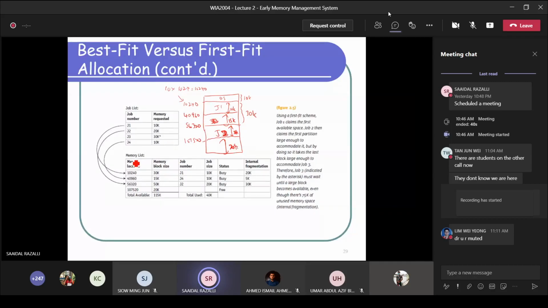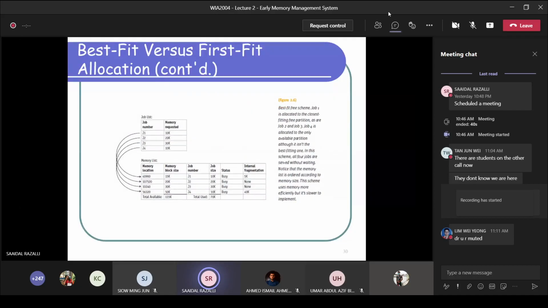Okay, so you can see that job 3 has to wait. Job 3 has to wait because it can only fit either partition 1 or partition 3. So you have to wait for job 1 or job 2 to finish first. This is different from the best fit free scheme. Very confusing.